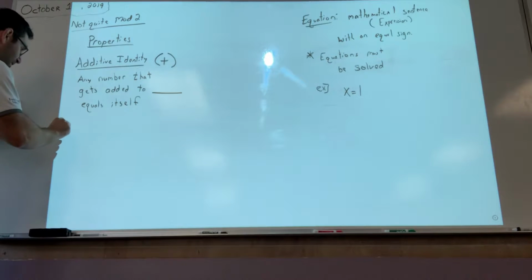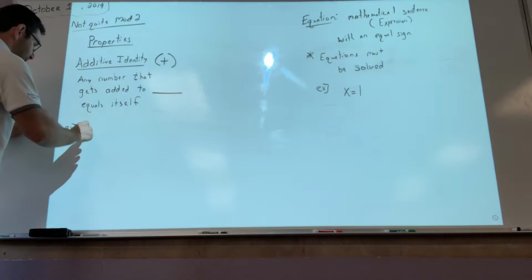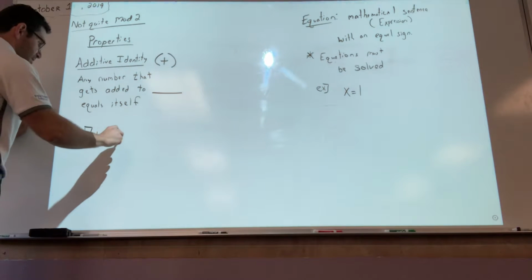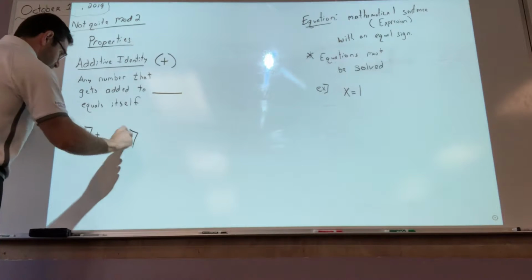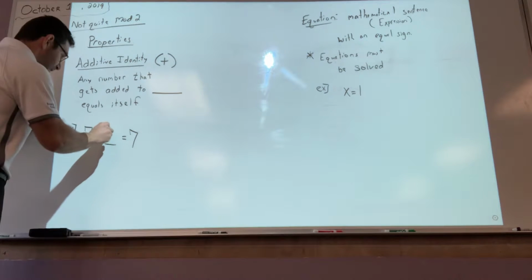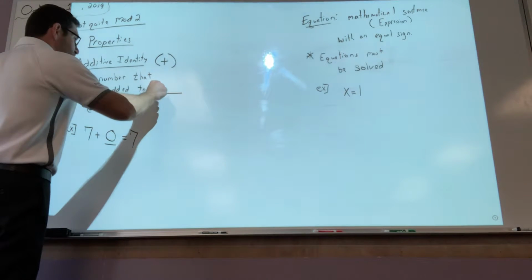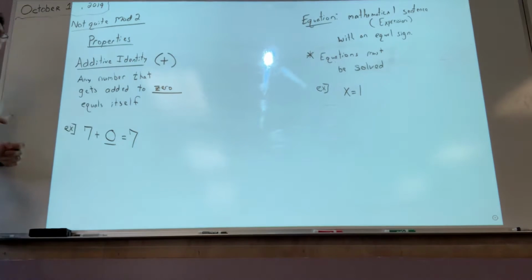And here's going to be my example. Now, I'm going to start with numbers, but I'm also going to show it to you with variables. Let's say I've got 7 plus something equals 7. What do I have to add to 7 to get it to equal 7? I should see a lot of hands. Chris, 0. 7 plus 0 equals 7. So any number that gets added to 0 equals itself.